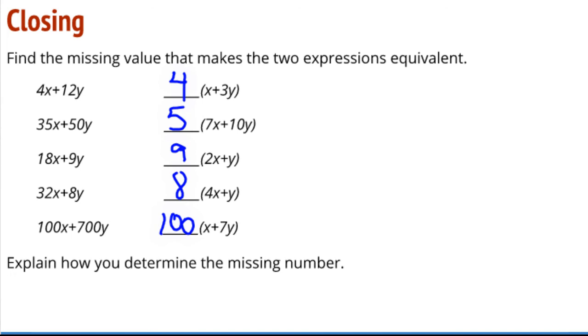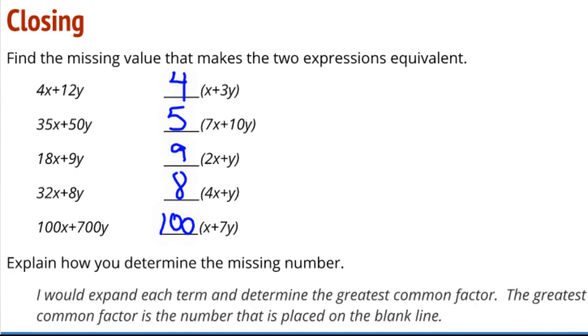How did you find the missing numbers? I found the greatest common factor. And there's a variety of methods to do that. I can expand everything out. So that 4 times x plus 3 times 2 times 2 times y, and then I can break that 4 into a 2 times 2.